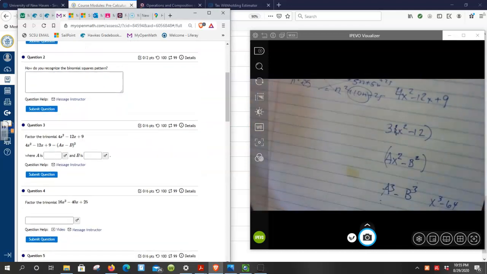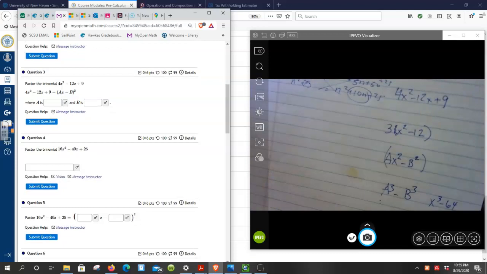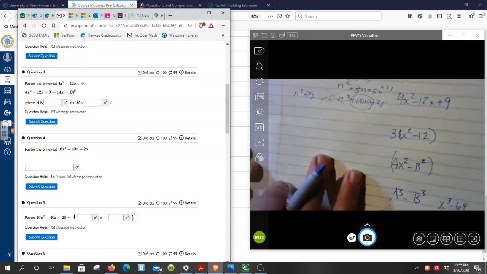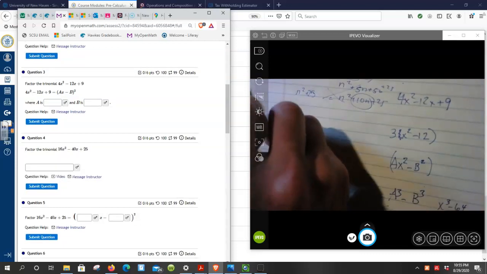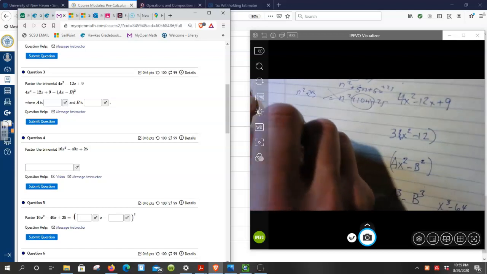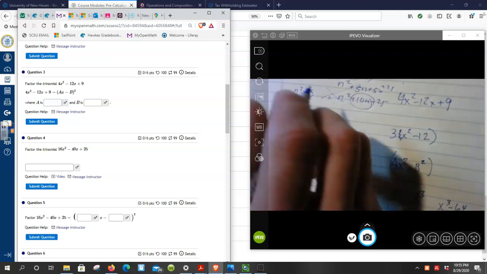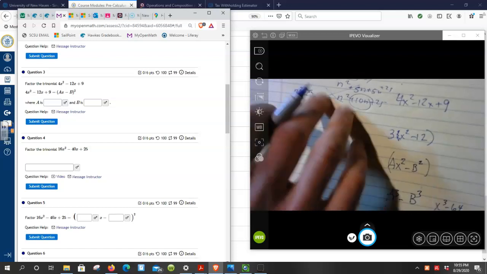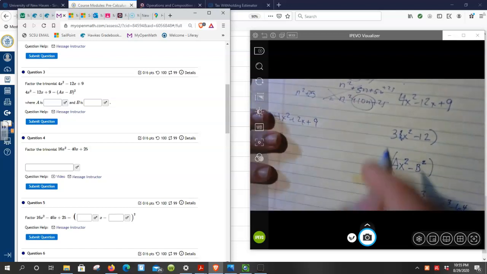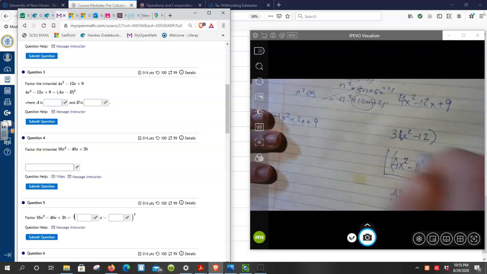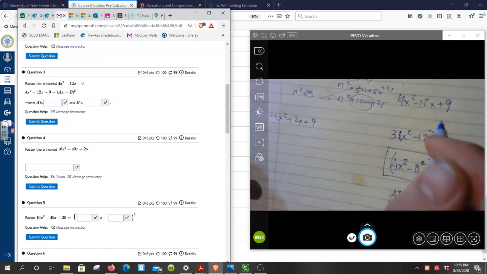Now we're going to skip through here and do a couple of these questions. Now it says factor the trinomial. Okay, so we have 4x squared minus 12x plus 9. So the purpose of this section is to recognize special patterns. All right, so this one's of the form ax squared minus, no, I take that back.